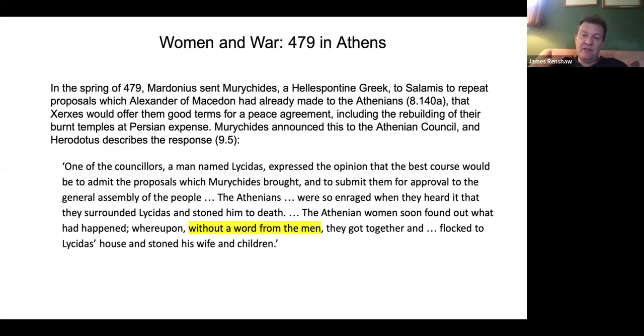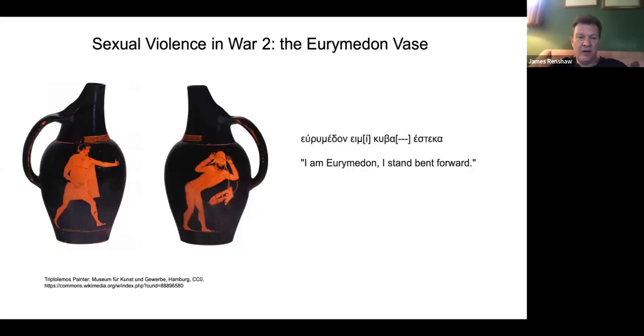So coming on to my second sexual violence slide here, which probably starts off being a little bit more mirthful. So if you don't want to look at it, just take a couple of minutes out. But this is called the Eurymedon vase. And if you do show this in class, and I have done so, the first reaction is just mirth and laughter and giggling and all the rest of it. It's two sides of the same pot. It shows basically a Greek man holding his penis and a Persian man bending over for him, as you can see. And the inscription says, I am Eurymedon, I stand bent forward.